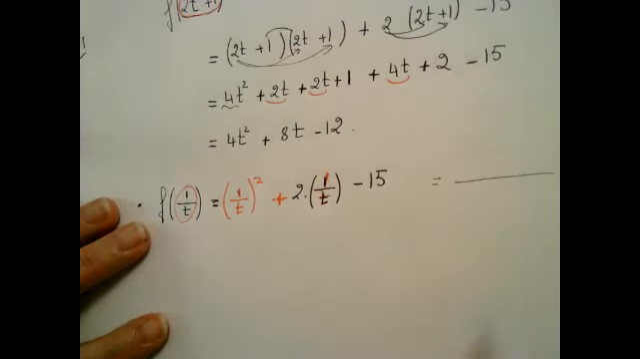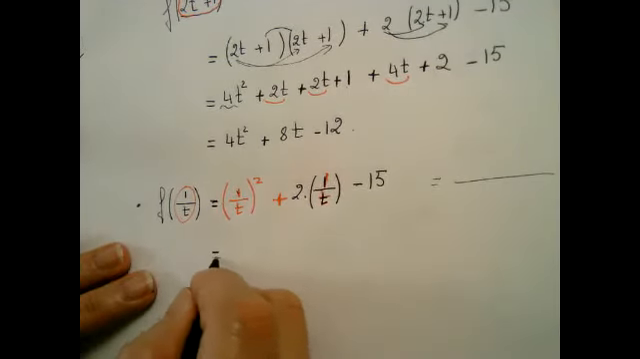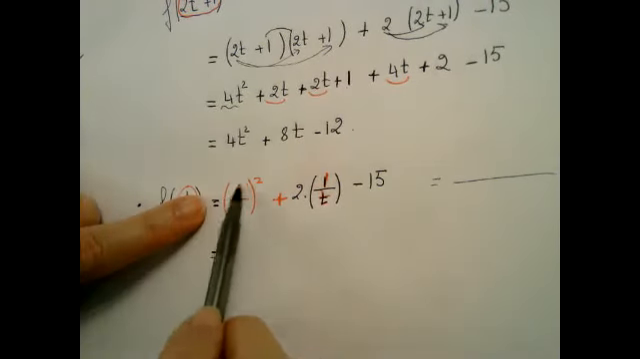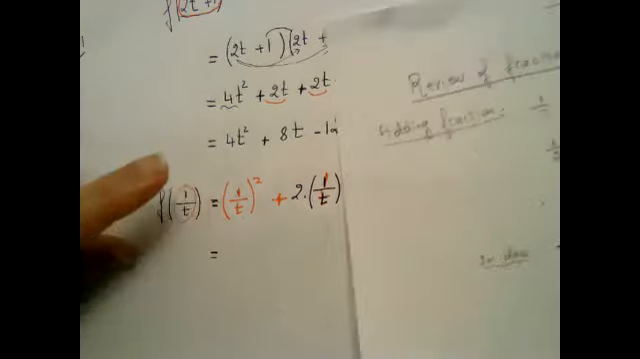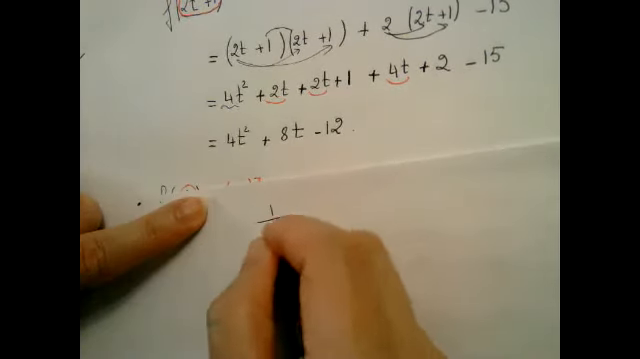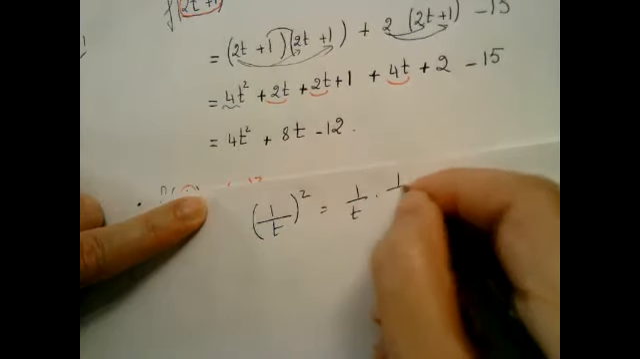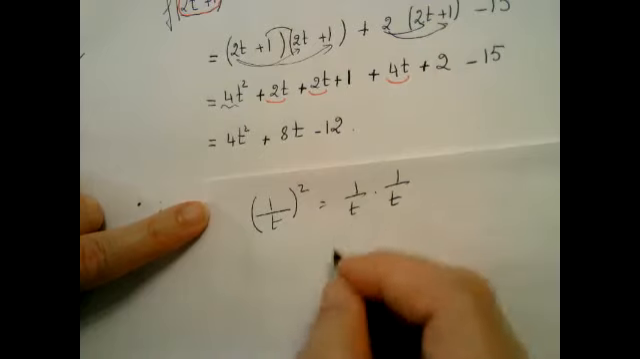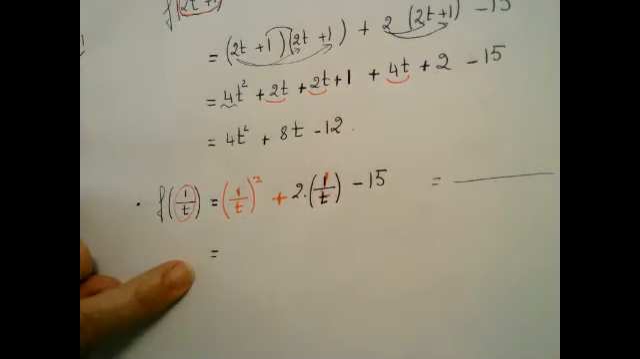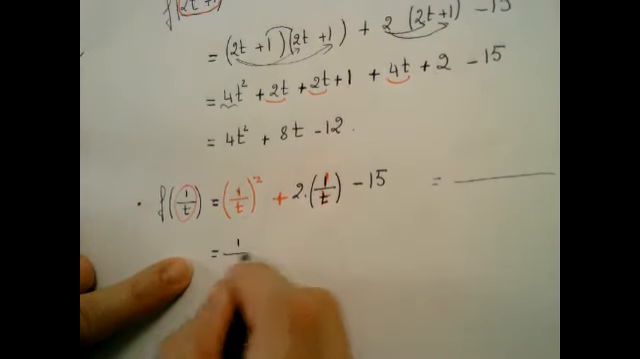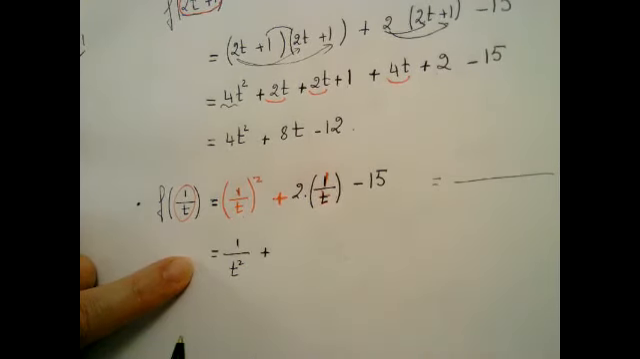So that's the second part of being able to do the algebra. So how am I going to write this as a fraction? First, we have to multiply it. What's 1 over t squared? As I said previously, 1 over t squared means you're taking 1 over t times 1 over t, which is 1 times 1 over t times t, 1 over t squared. So the first term is 1 over t squared, and then plus 2 times 1 over t.